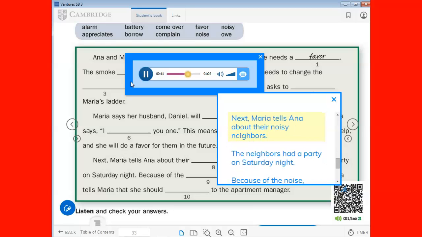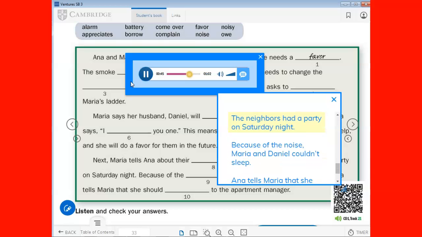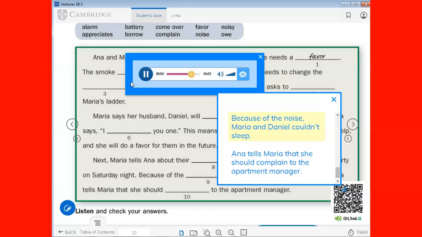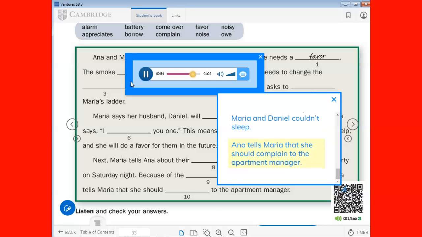Next, Maria tells Anna about their noisy neighbors. The neighbors had a party on Saturday night. Because of the noise, Maria and Daniel couldn't sleep. Anna tells Maria that she should complain to the apartment manager.